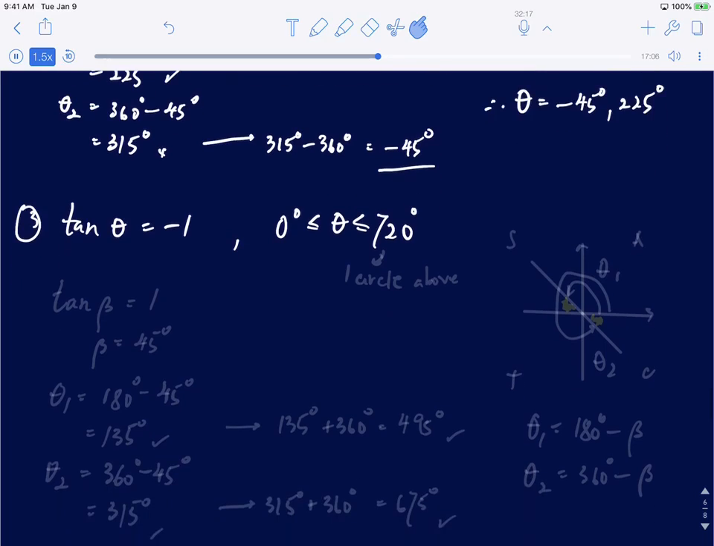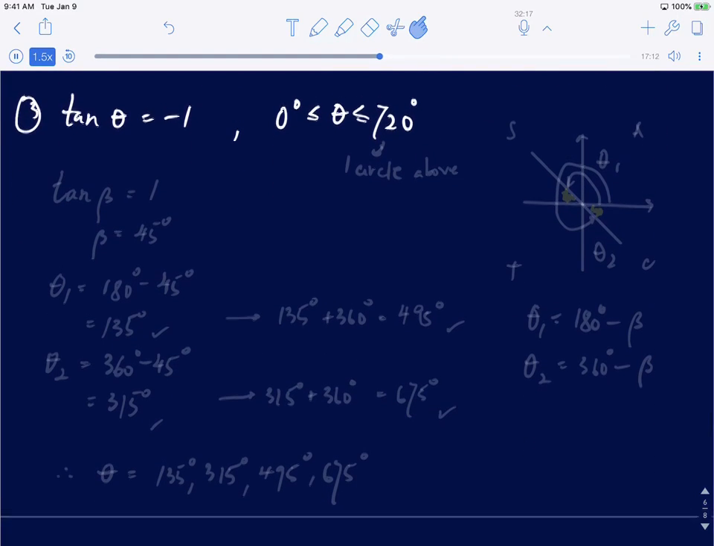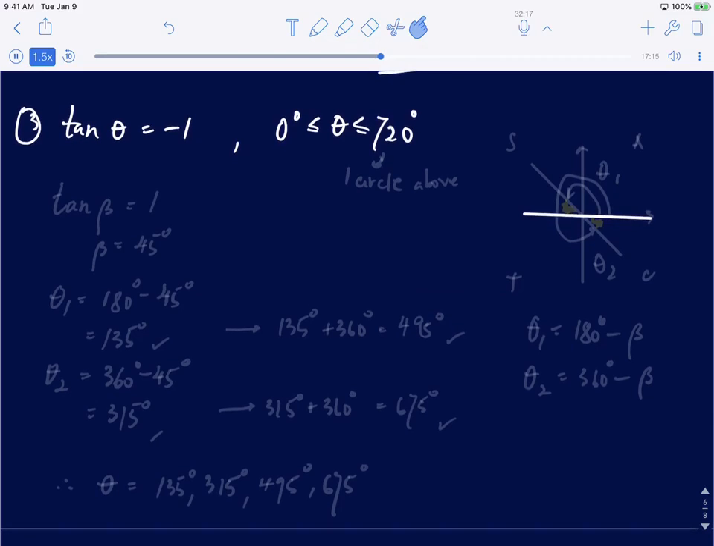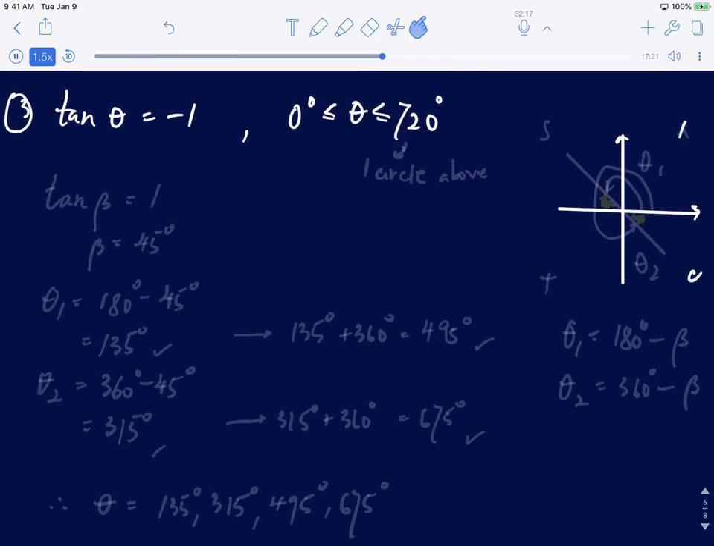Okay. Can we move on to tangent? Yes. Okay. So where is the tan negative? So theta 1 and theta 2. I have my little beta. And theta 1 would be subtracted from 180, and theta 2 subtracted from 360.